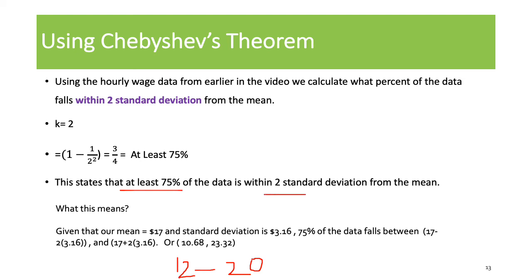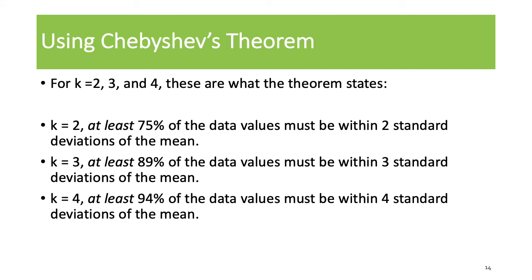This is just a few guidelines here for k equal 2, 3, and 4. So when k is 2, at least 75% of data is within 2 standard deviations. At least 89% of the data is within 3 standard deviations, and at least 94% of data is within 4 standard deviations. What's nice about Chebyshev's theorem is that it doesn't make any assumptions about what the distribution looks like. It works for skewed distributions or symmetrical distributions. Unlike the next type of rule we'll be looking at, called the empirical rule.